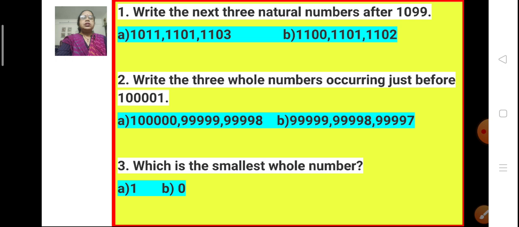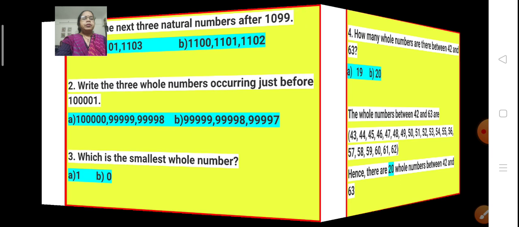Third question is, which is the smallest whole number? We have just discussed, you know from where the whole numbers start.